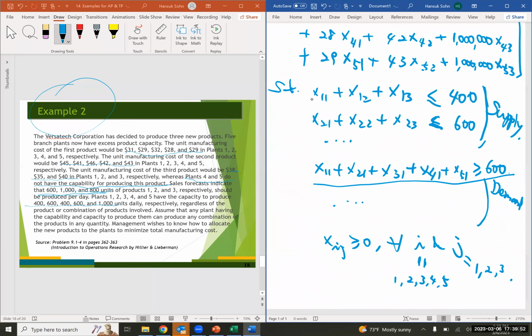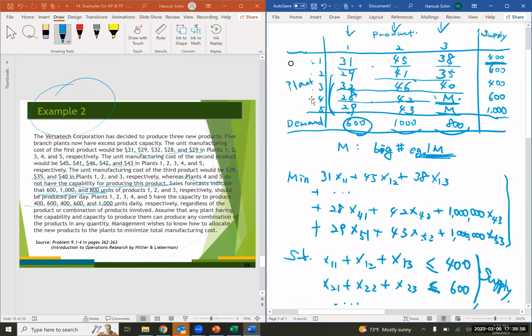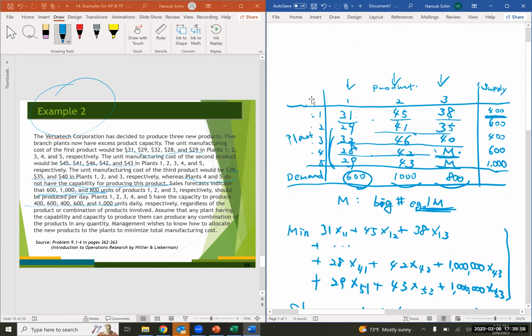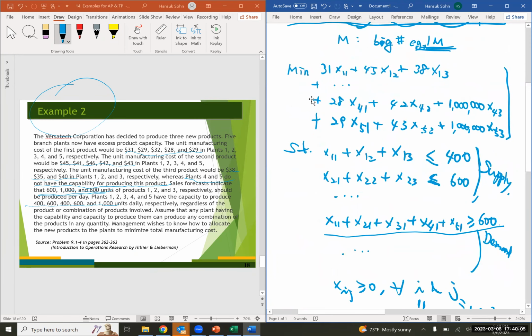So I think that's what I need. Of course, if you use Lindo or Lingo that we talked about earlier, then you should be able to get the optimal solution right away.